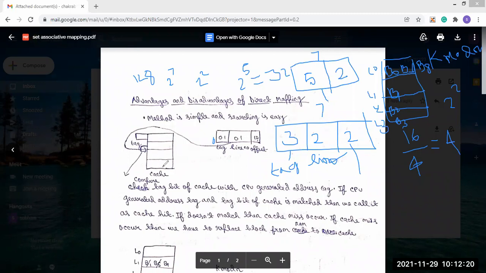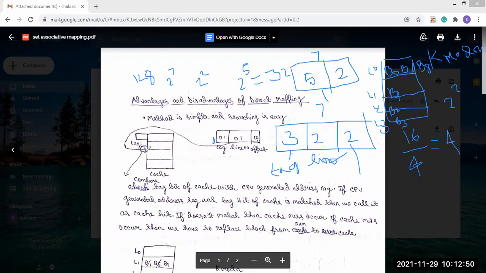That means a total of 4 lines are present in the cache, and each of these 4 lines has a tag. Now this tag of the cache and this tag of the address will be compared. The CPU-generated address tag will be compared with the tag of the cache.